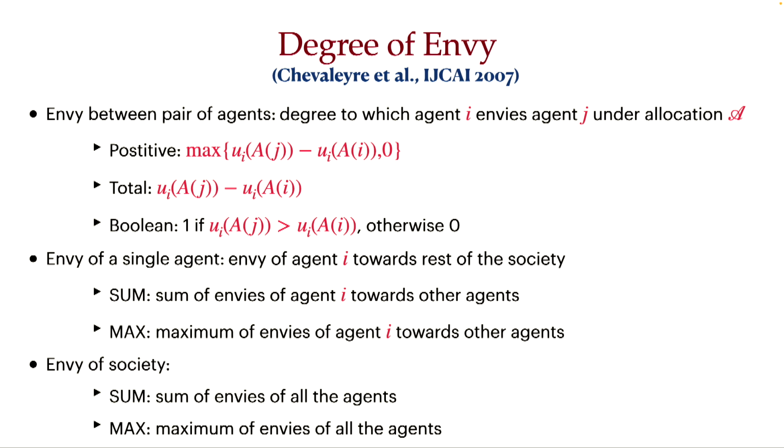Summing over the NVs of all the agents. So it is in these layers. First you compute NV between every pair of agents, then you compute NV of a single agent using one of these criteria, right, and then you take the summation of NVs of all the agents.